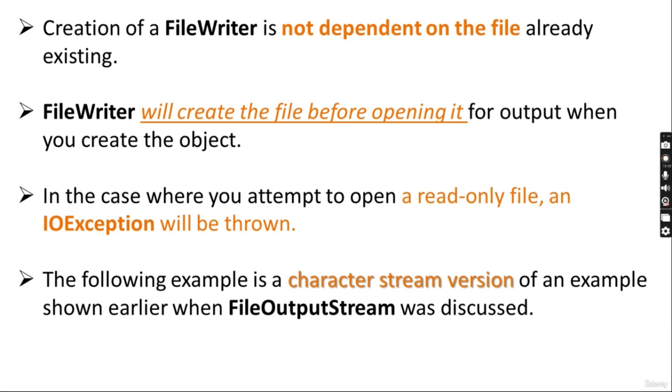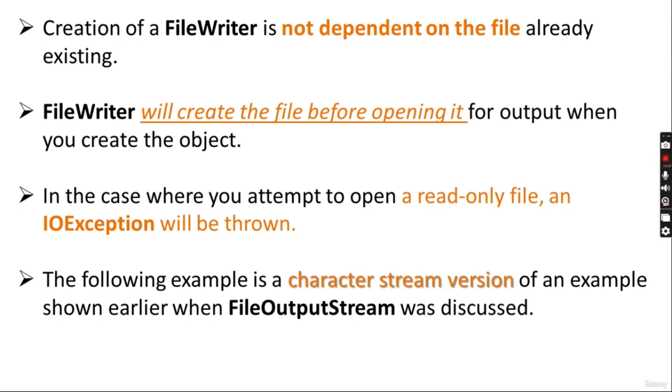The following example: FileWriter, if the file does not exist, will create it to write to it. And if you want to open a read-only file, then it will give you an IOException. If there is no file existing, it will create it.